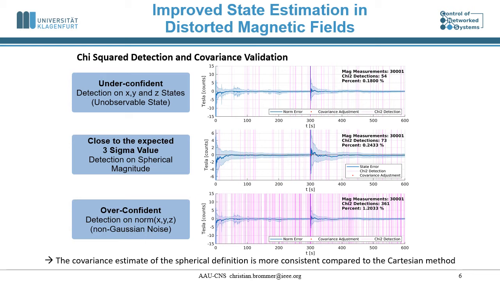The third case performs the chi-square test on the norm of the Cartesian states. The results show that the filter is overconfident because of the high rejection rate of 1.2%. Therefore, it can be said that the spherical definition provides a more accurate covariance estimate, which results in fewer false positives for the chi-square test.